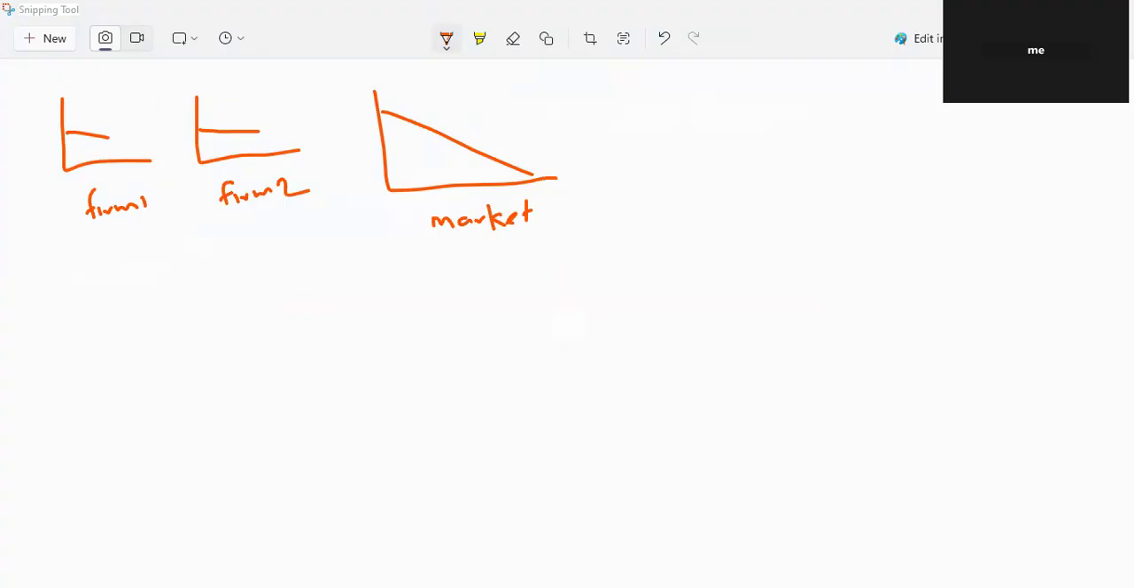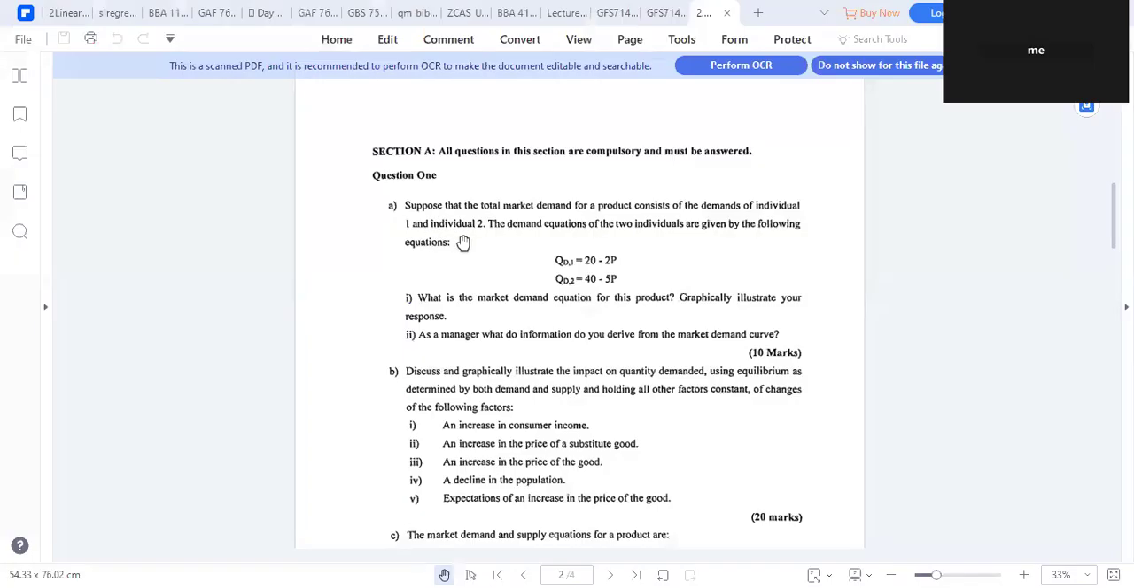We're going to look at this example here where we're given two markets, individual 1 and individual 2. We're being asked to come up with the market demand of the product, and we graphically show this information there. This is coming from what I just explained.